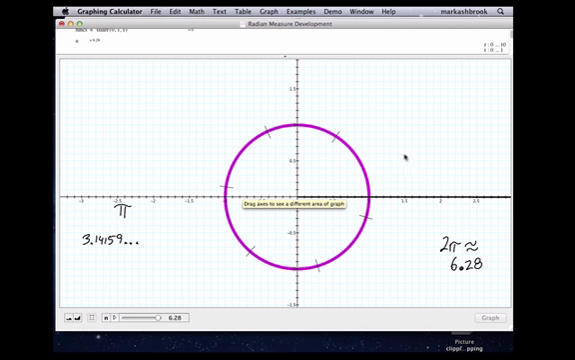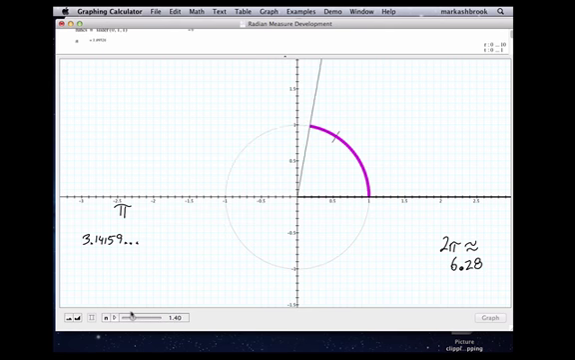Okay, so this was kind of our introduction to radians, but we said that all angle measure is based on percent of the circle. So what percent of the circle is 1 radian? So let's return back to our starting point. What percent of the circle is 1 radian?